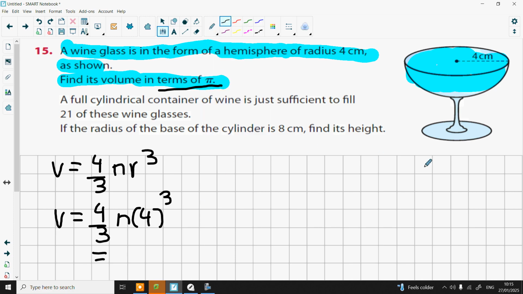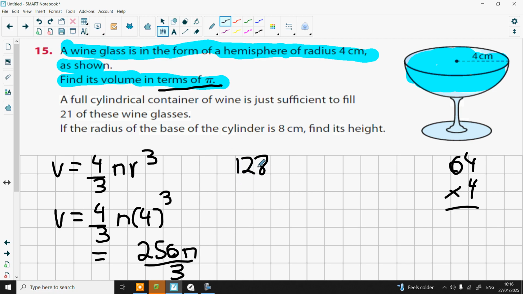Who got 64 multiplied by 4? Anybody got 256 pi over 3? Okay. Now, that's not right, though. That's for a full sphere. I'd like it to be for half a sphere. Could you solve half that answer? Because that's for a full sphere, not half a sphere. Who got 128 pi over 3?